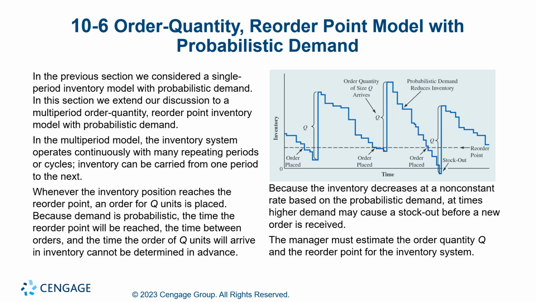The inventory decreases at a non-constant rate based on the probabilistic demand, and a new order is placed whenever the reorder point is reached. At times, the order quantity of Q units will arrive before the inventory reaches zero. However, at other times, higher demand will cause a stockout before a new order is received, as you can see somewhere here. As with other order quantity reorder point models, the manager must determine the order quantity Q and the reorder point R for the inventory system.